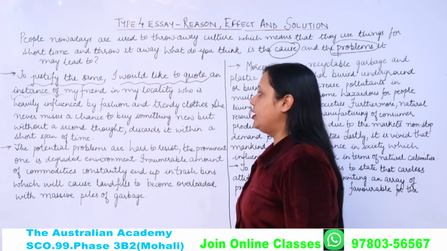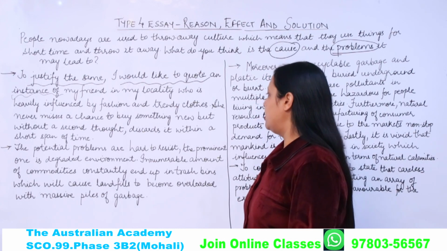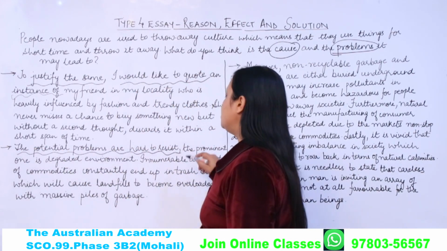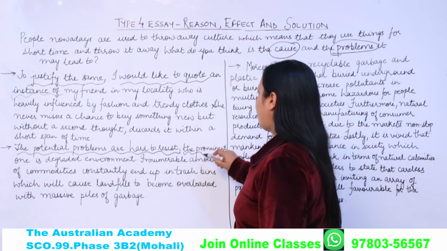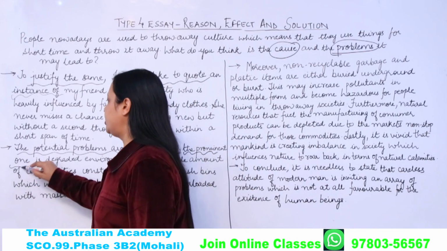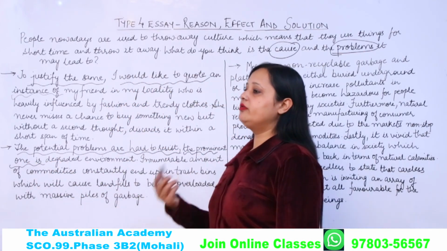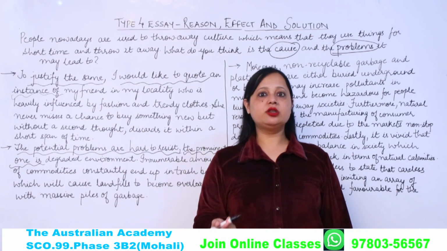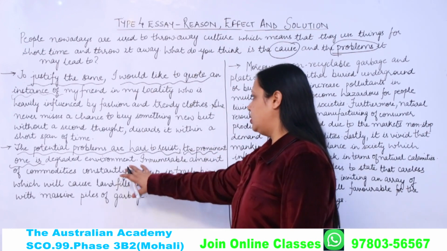Now I am going to talk about the problems. The potential problems are hard to resist. This is again you can take from the format. The potential problems are hard to resist. The prominent one is, the prominent one means the most important. So the prominent one is degraded environment. Whenever we talk about these kind of topics where it is related to consumer goods, the biggest problem that we might face is environment.